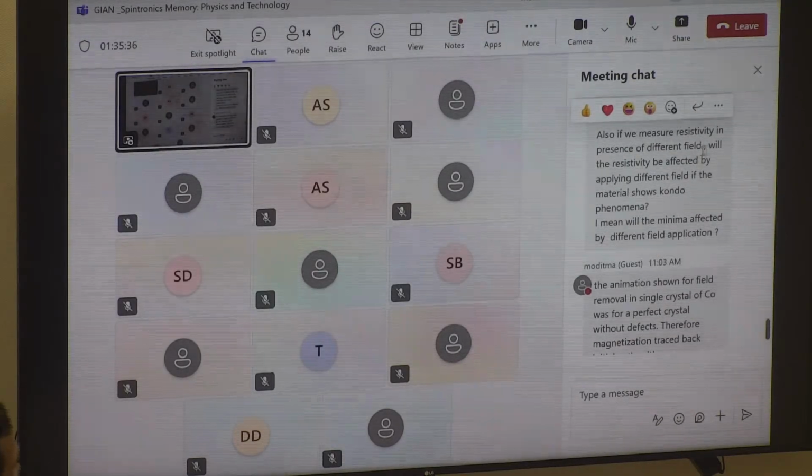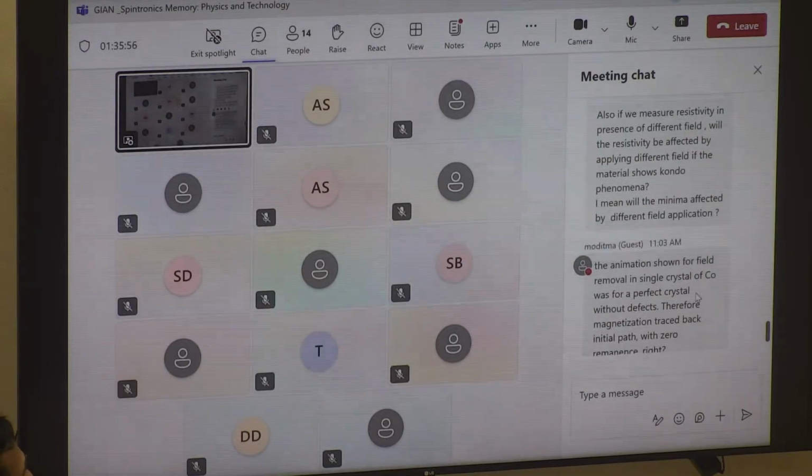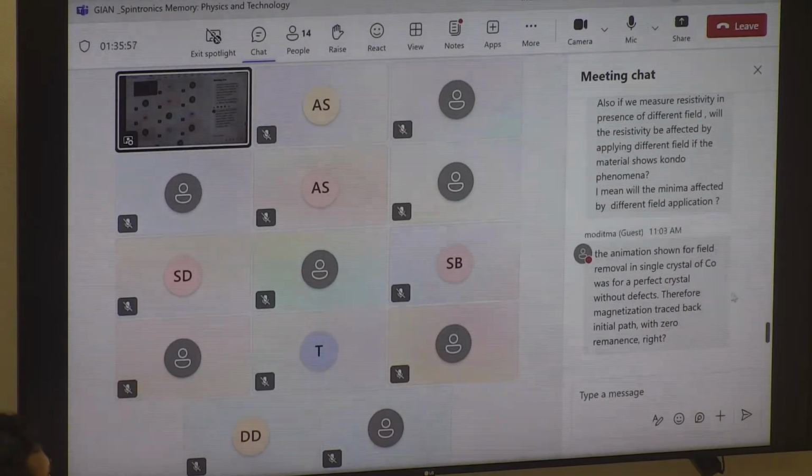Also, if we measure resistivity in the presence of a field, will the resistivity be affected by applying different fields if the material shows the phenomenon? Yeah. So, we will be discussing this property where the resistance depends on the magnetic field in a later section. So, we will discuss that then.